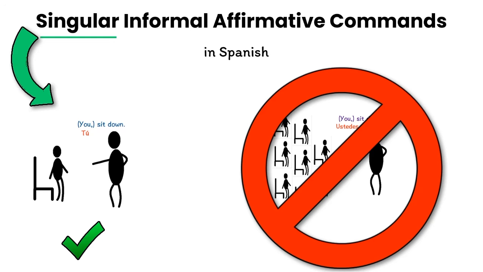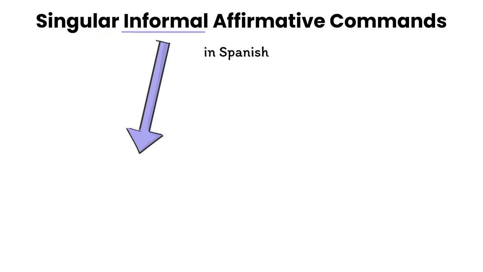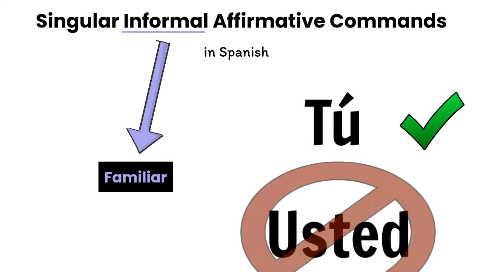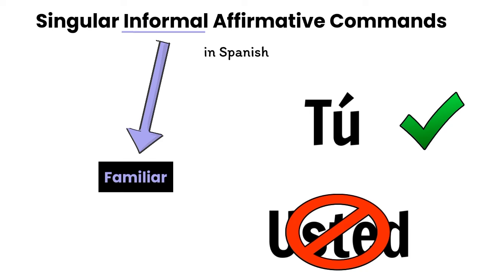form from this one. Informal means that this video will teach you about commands given to people you are familiar with, people you address with the pronoun tú instead of usted. If you need more clarification on that concept, have a look at the description. Formal or usted forms of commands are very different from the form we're learning today.